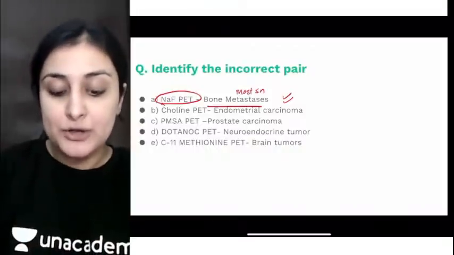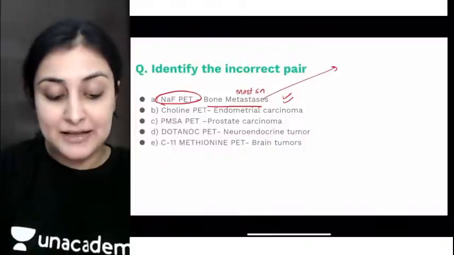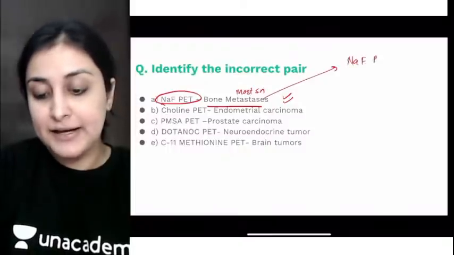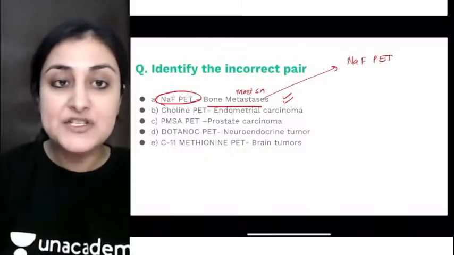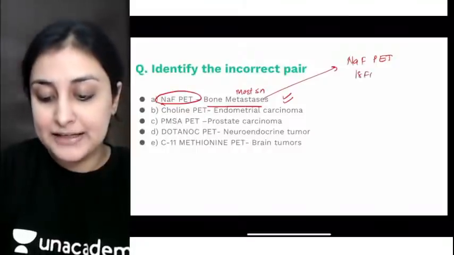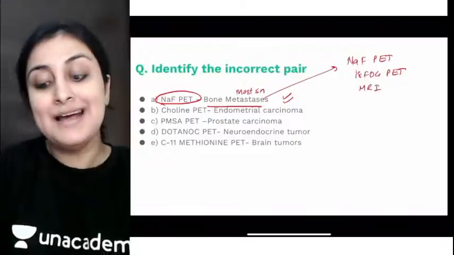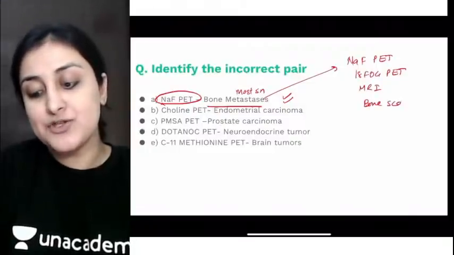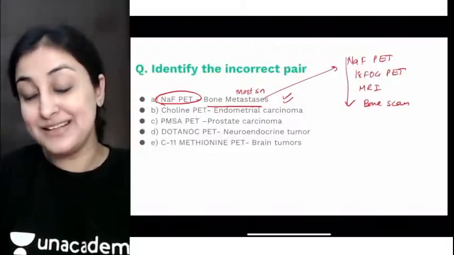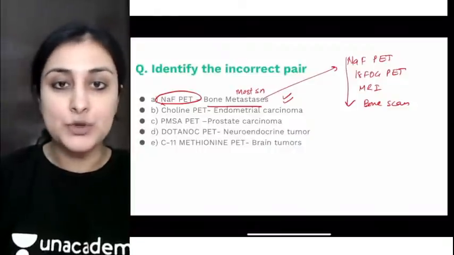Okay, let me tell you the sensitivity list for bone mets once, because I feel this question can come. Sodium fluoride PET; if this is not in the option, then go for 18 FDG PET. If this is not in the option, go for MRI, and then comes bone scan. All right, so bone scan is way down the line, as far as bone mets go.